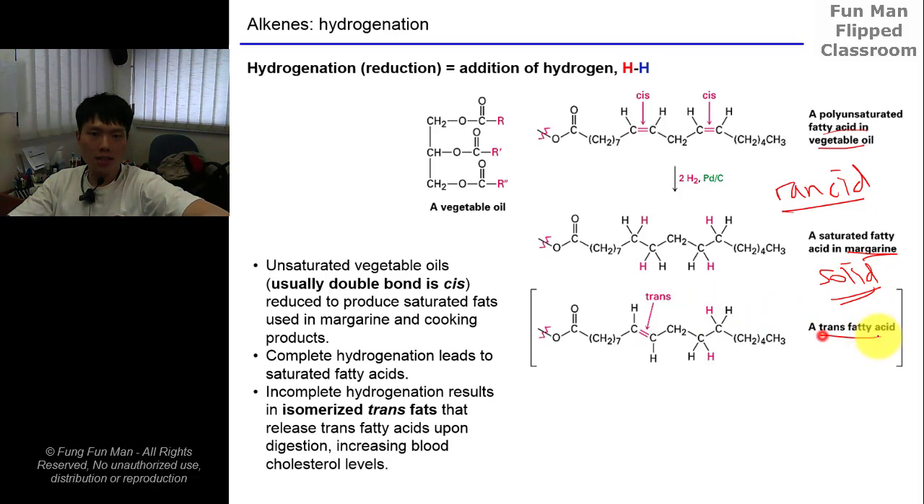Heard of trans fats? Trans fats, as you may know, trans indicates the isomeric form. When you have a double bond, cis or trans, so trans fats. I think the media plays it up as very bad, right? How do you get trans fats? When you have incomplete hydrogenation, then you get isomerized trans fats, which increase blood cholesterol level. So bad.